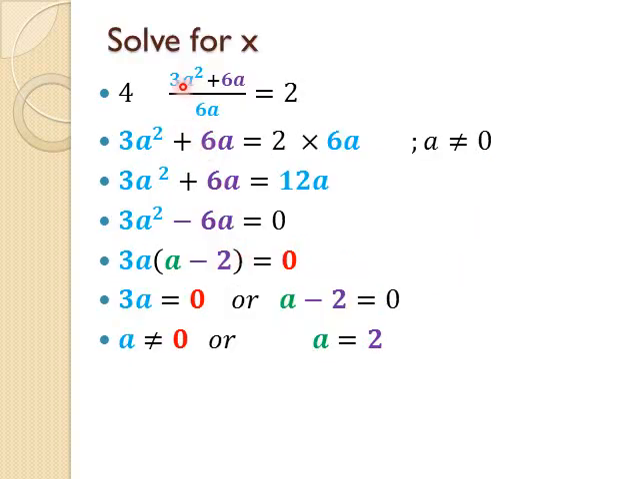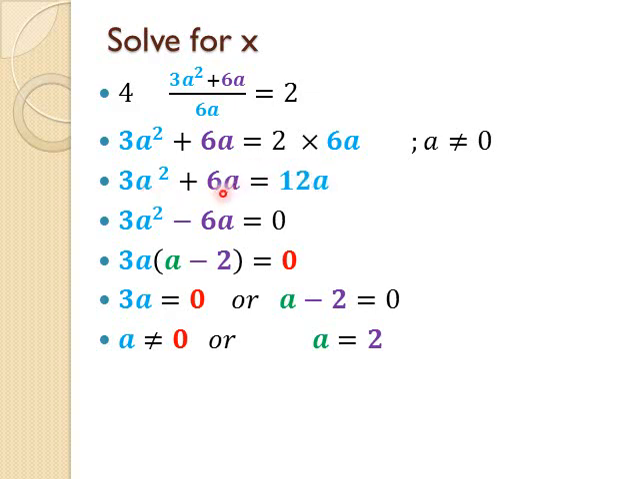Let's look at the next problem. Right, so I have 3a squared plus 6a divided by 6a equal 12. That should read solve for a. So first, here I can multiply the 6a away. So that becomes 2 times 6a. And I'm left with a 3a squared plus 6a. Right? 2 times 6a would give me 12a. So 3a squared plus 6a equal 12a.